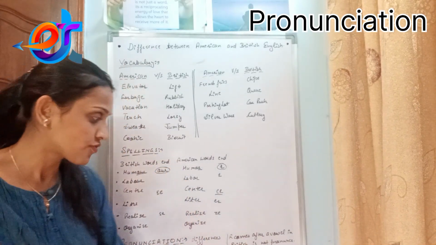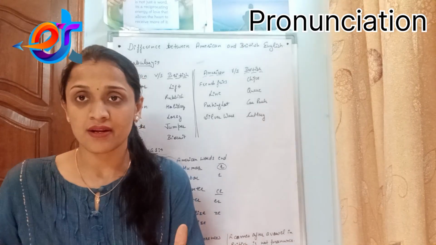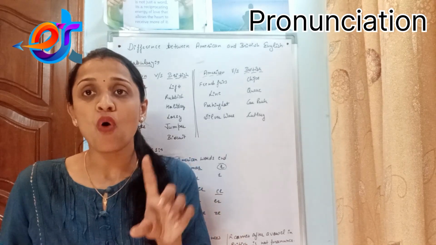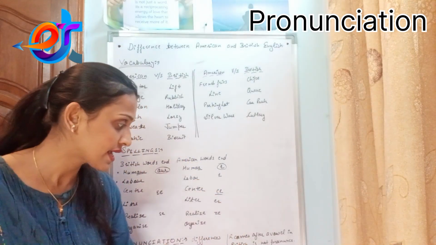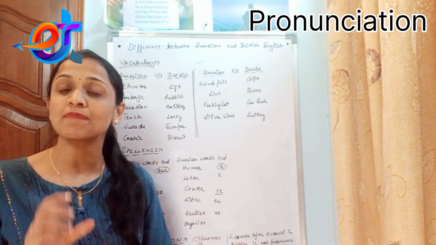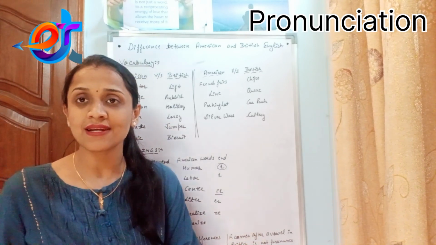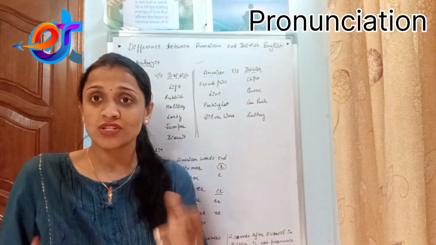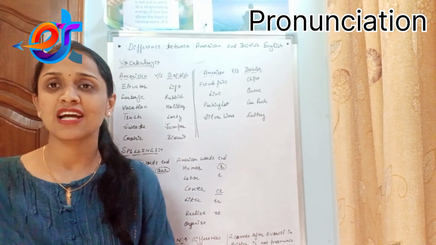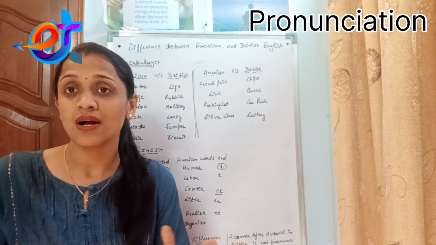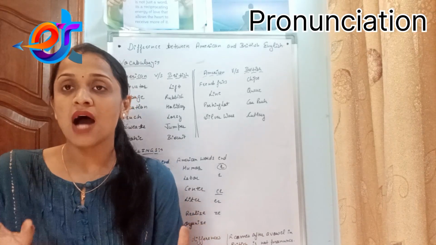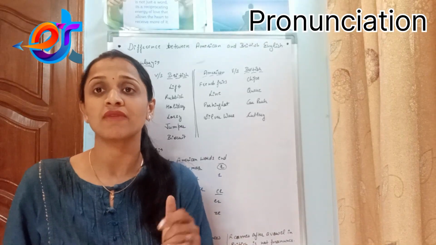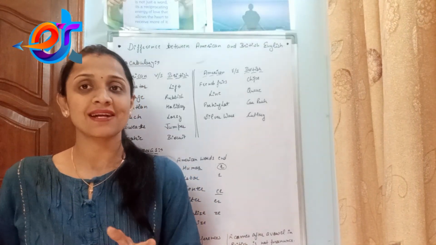For example, water. In British English, how will you pronounce it? Water. After the A, the TER: the R is not pronounced at all. And in American English they say water, with the R. The next one is card. Not card with the R, but card, the R becomes silent. So in the British accent, after a vowel, when R comes, it is not pronounced. In the American accent, it is pronounced.